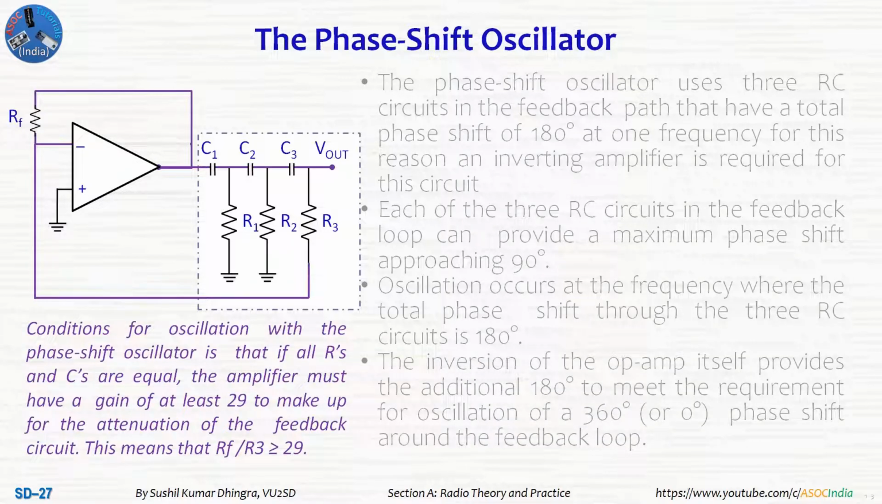The condition for oscillation with the phase shift oscillator is that all R and C should be equal. If they are not equal, the wave shape will be disturbed and unequal. The amplifier must have a gain of at least 29 to make up for the attenuation of the feedback circuit. It means RF divided by R should be more than 29 for the gain. Keep this in mind. I am not going into detail because it is not required, but you have to understand it.